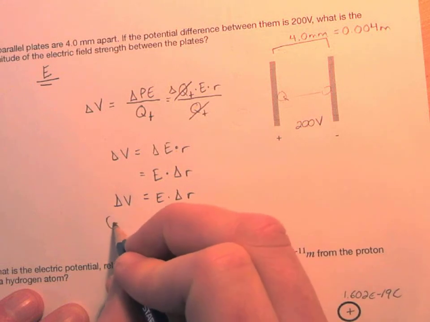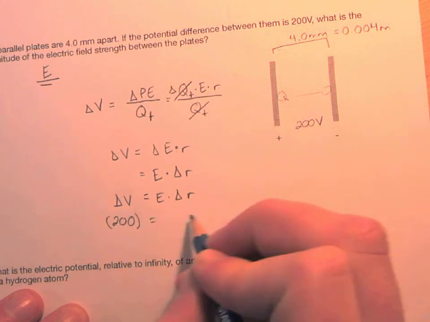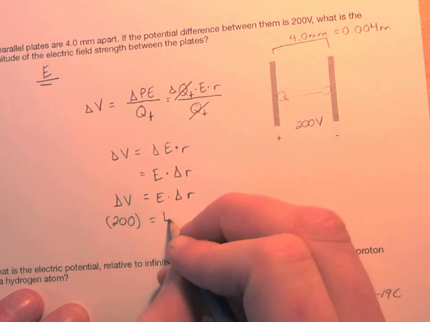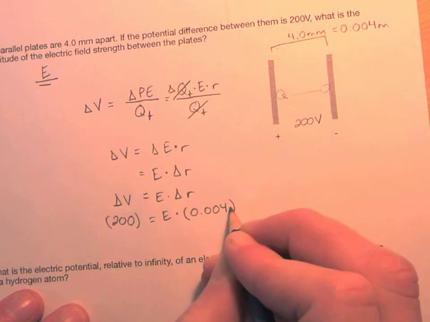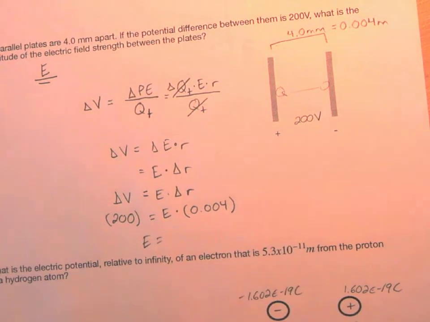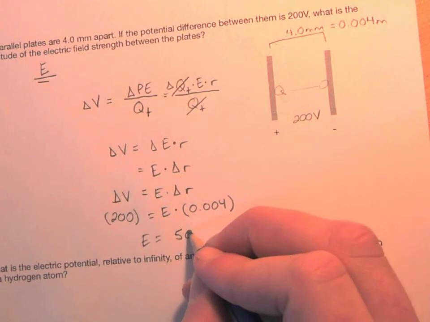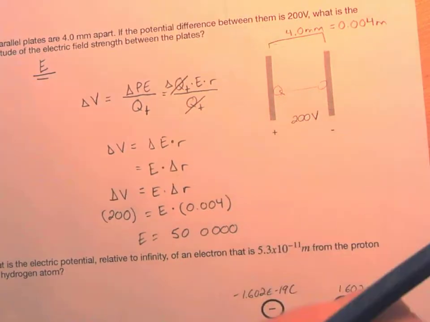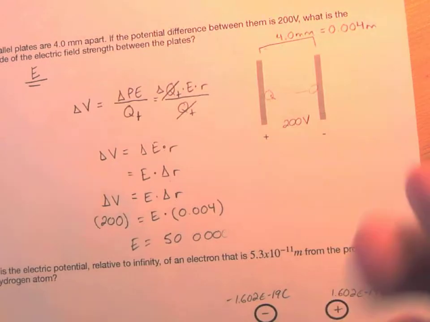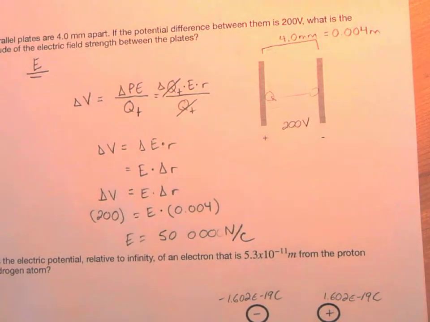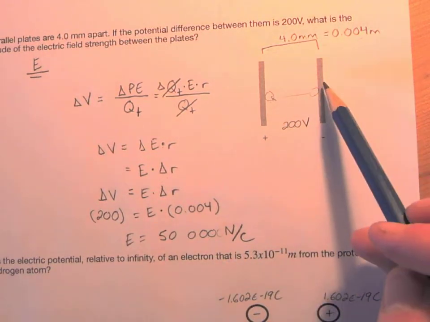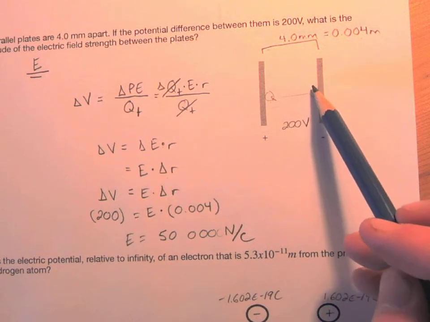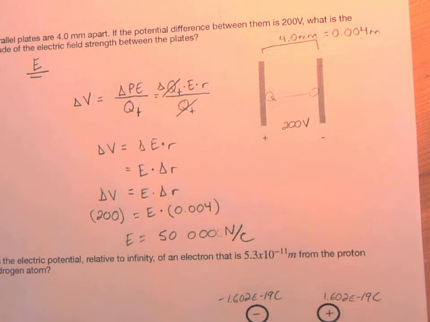So overall, our formula is change in V equals E times delta R. Let's plug in our values. The change in volts is 200 joules per coulomb, our electric field strength is what we're trying to find, and our change in R is 0.004 meters. Divide by this and we get an E value of 50,000 newtons per coulomb. So the electric field strength that it would feel is 50,000 newtons of force per coulomb at any spot in between these two plates.